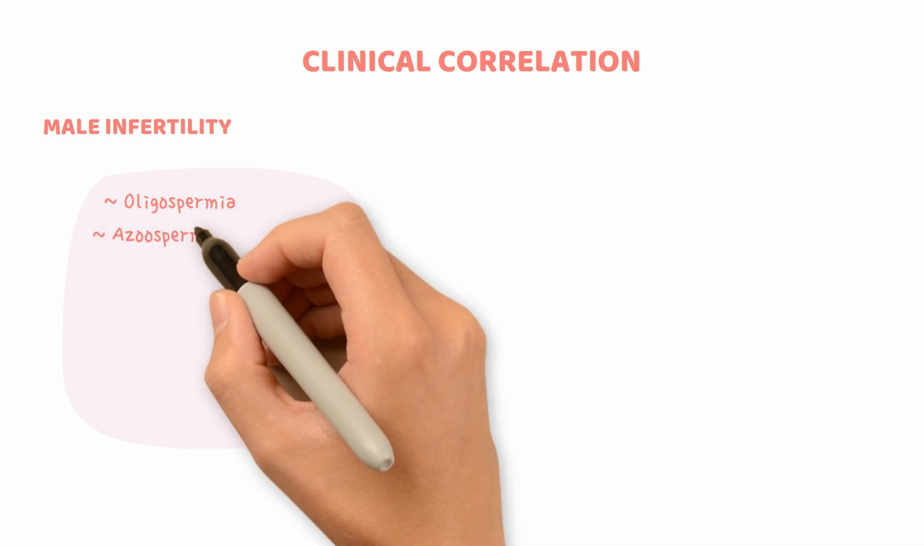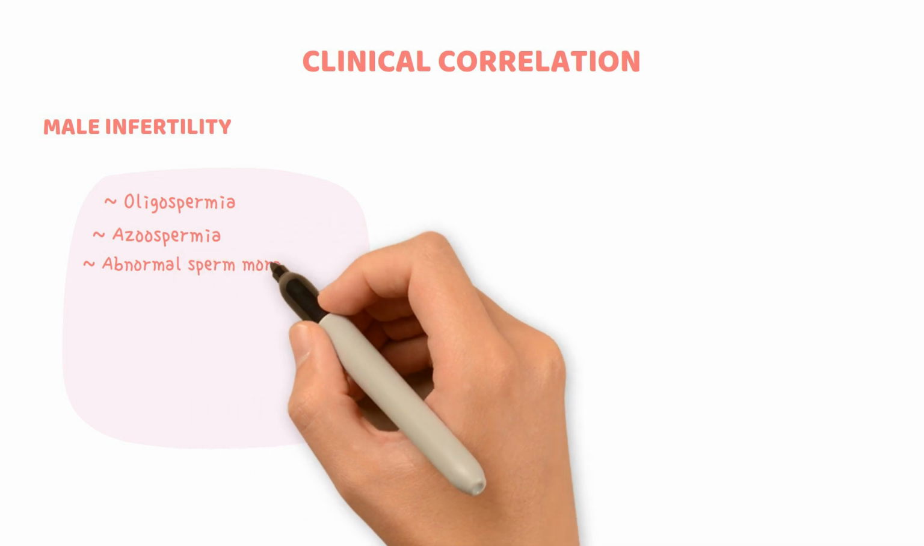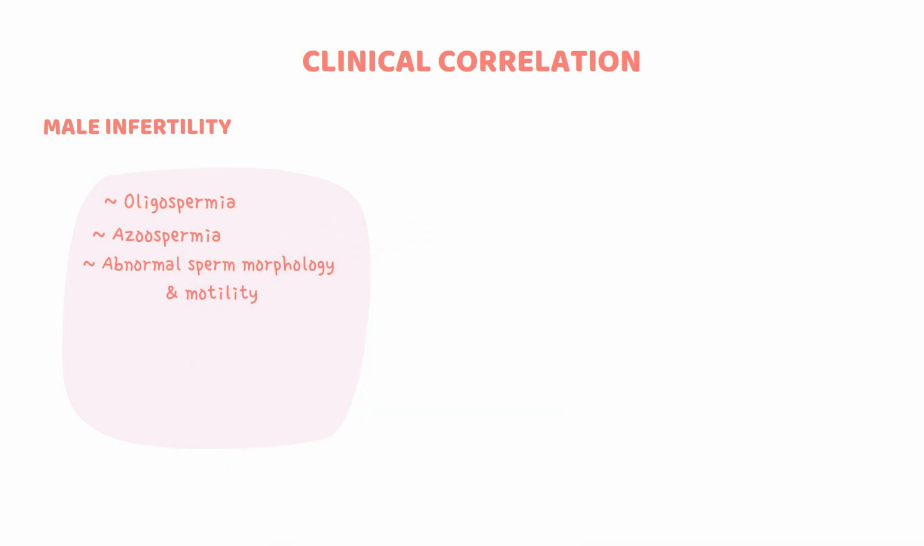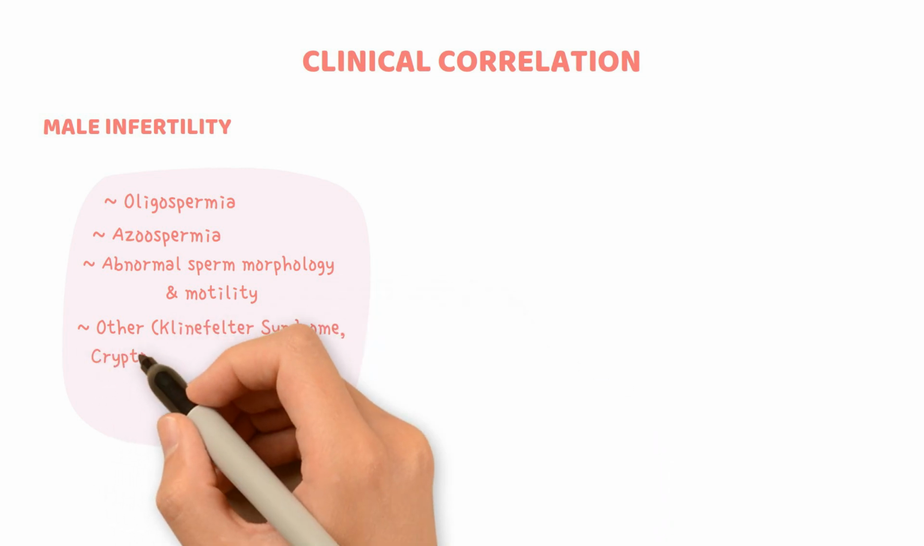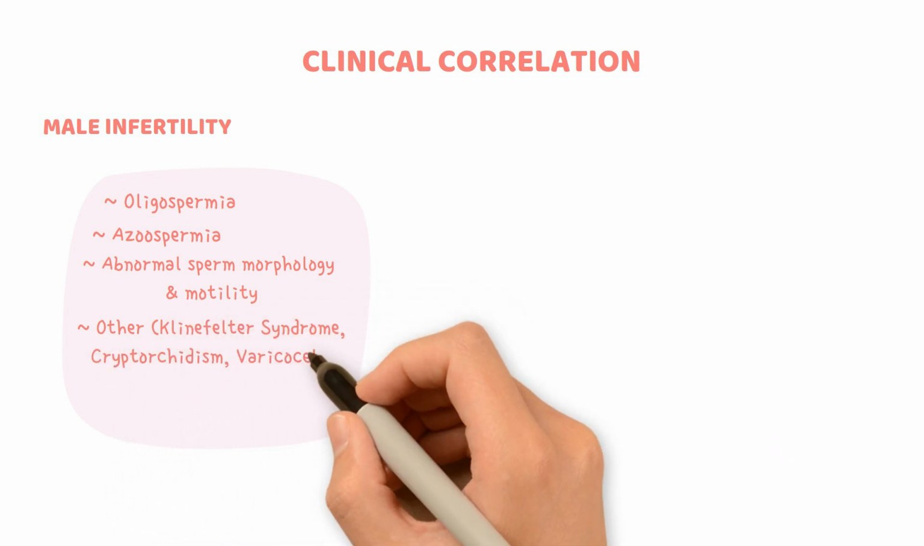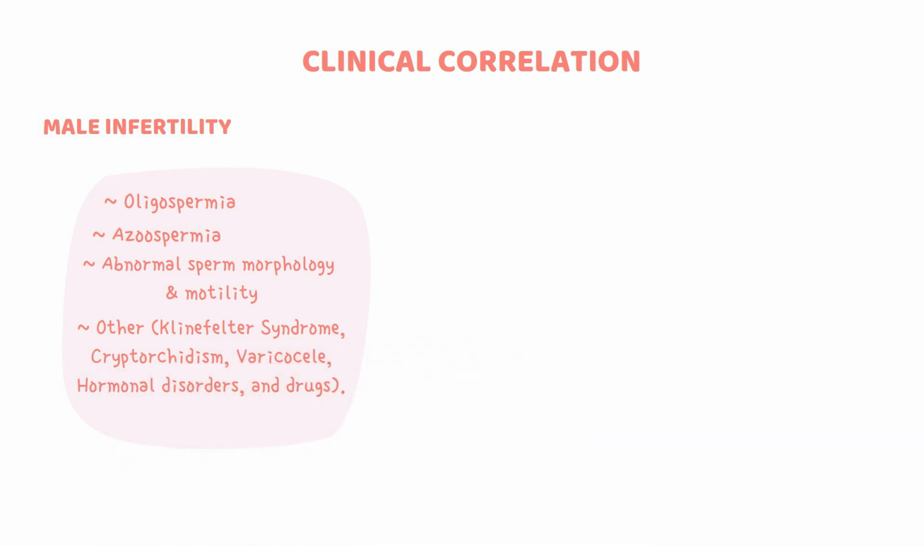Azoospermia, characterized by the complete absence of sperm in semen, leading to male infertility. Abnormal sperm morphology and motility, a condition where sperm have irregular shape or structure, affecting their ability to fertilize an egg. Similarly, other conditions that impact sperm production and cause male infertility include Klinefelter syndrome, cryptorchidism, varicocele, hormonal disorders, and drugs.